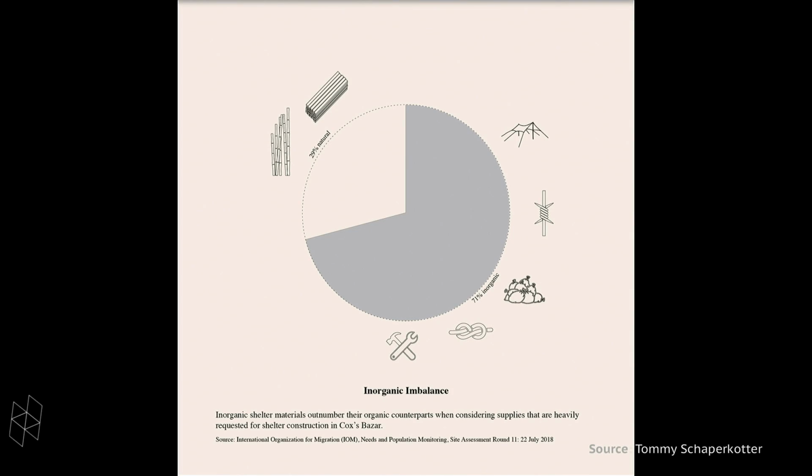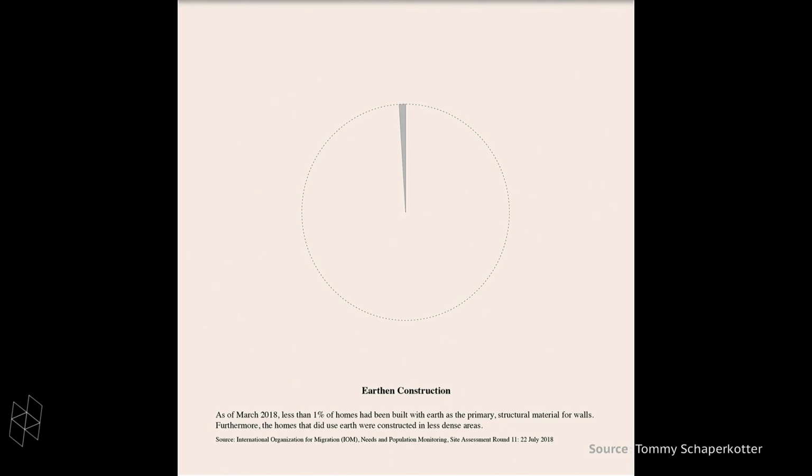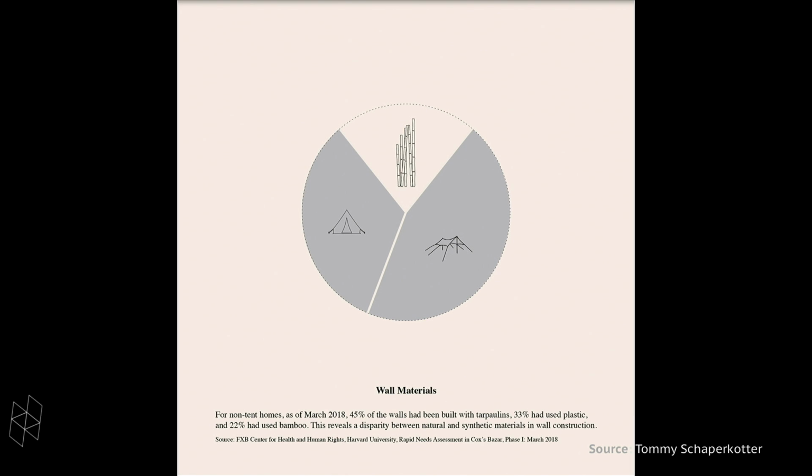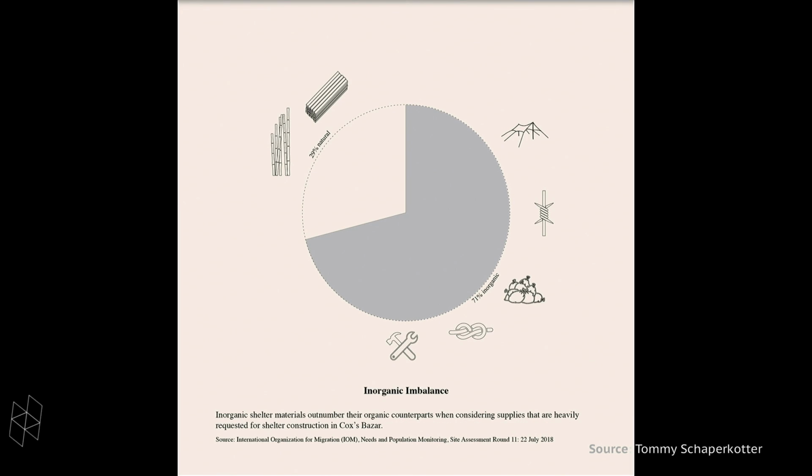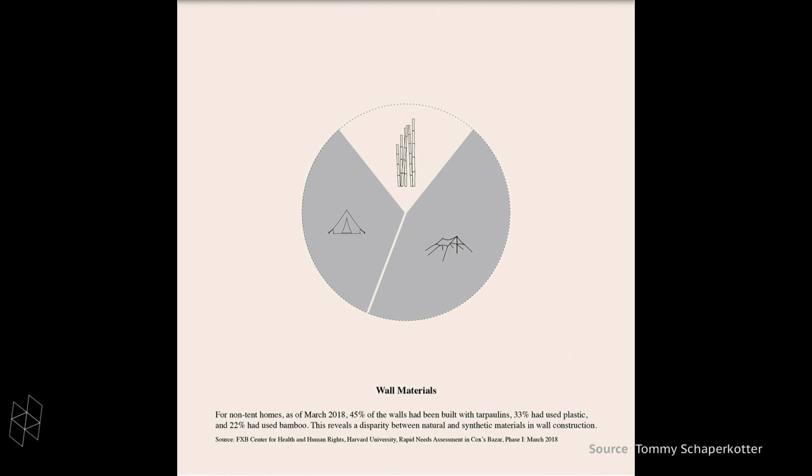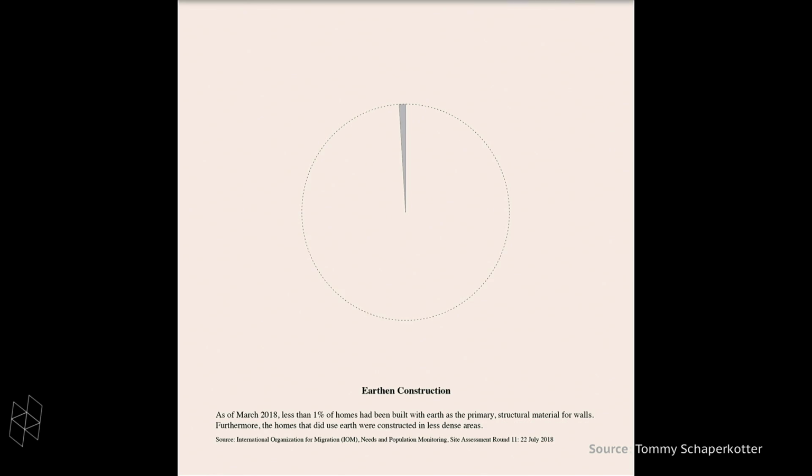So if you compare the inorganic material and the organic material that are coming into the camp, 29% is organic. The rest is inorganic, which means in the end also waste. And if we look particularly at the material of the walls, of course, for the roofing, you need plastic, you need tarpaulins. But what's astonishing is that the wall materials are also mainly built out of these plastic sheets, and only a very small part is building with mud.